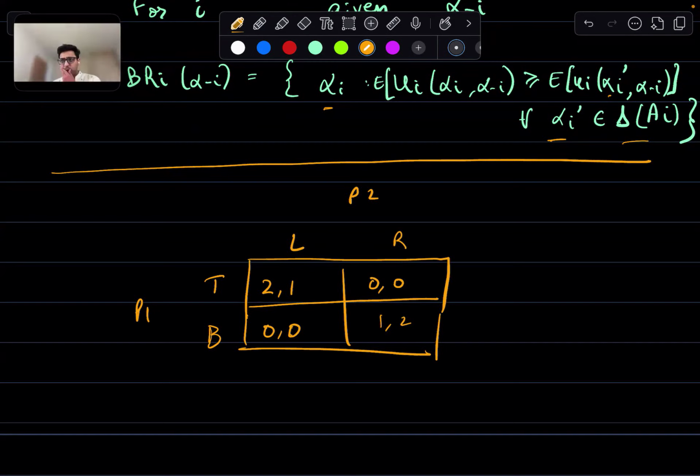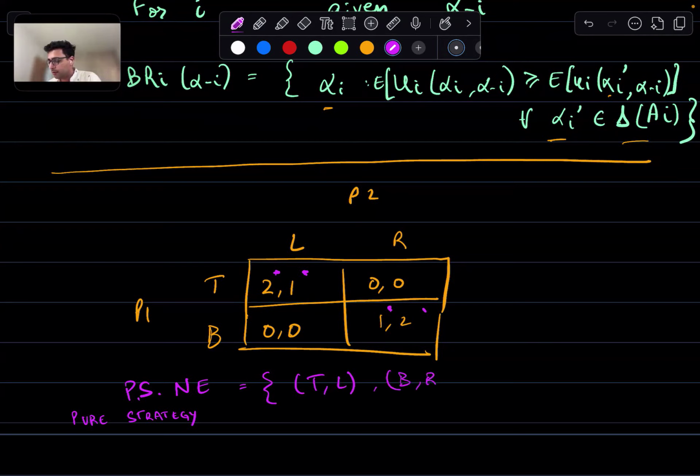Okay. This is a game in which you have two Nash equilibria in pure strategies. Just write out the best responses first. So our Nash equilibria, and in order to denote that they're pure strategy Nash equilibria, we just add a P and an S. These are the sets top left and bottom right.